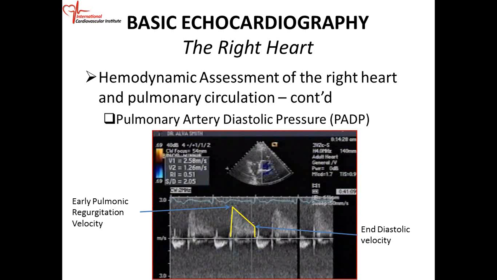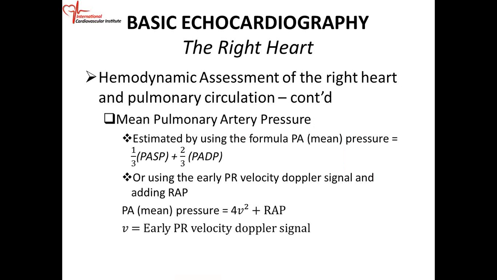Okay? So a lot of definitions will use the mean pressure as opposed to the end diastolic pressure. If you read any textbook on cardiovascular medicine, they're going to mention that pulmonary hypertension is defined as a mean pulmonary pressure greater than 25 millimeters of mercury. They're not going to give you systolic and diastolic, they give you a mean. So one way of getting the mean PA pressure is using the early RV regurgitant velocity, 4V squared plus right atrial pressure.